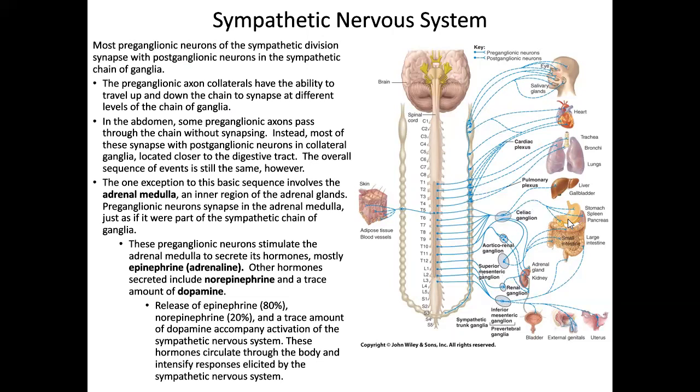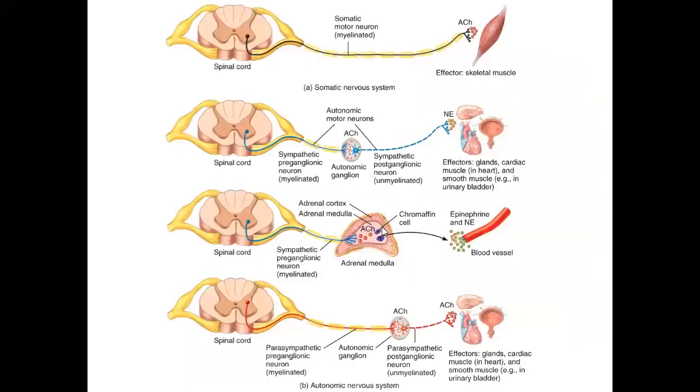The one exception to this basic sequence involves what we call the adrenal medulla, which is essentially an extension of the sympathetic nervous system. We're going to talk more about the adrenal medulla in our next units. It is the middle part of our adrenal glands. We have two adrenal glands. They sit on top of our kidneys, like little top hats. There are two parts to each adrenal gland.